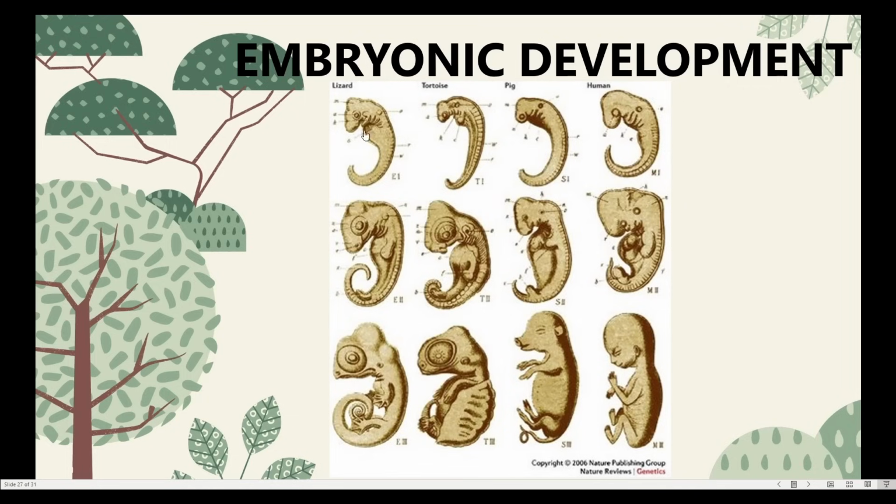on the first column, we have the embryo of a lizard. Second column, the embryo of a tortoise or turtle. Third column, the embryo of a pig. And then, finally, the embryo of a human. Sa early stages ng embryo ng lahat ng mga organism na yan, makikita natin na lahat sila may buntot. Therefore, we can say that these organisms are somehow related.